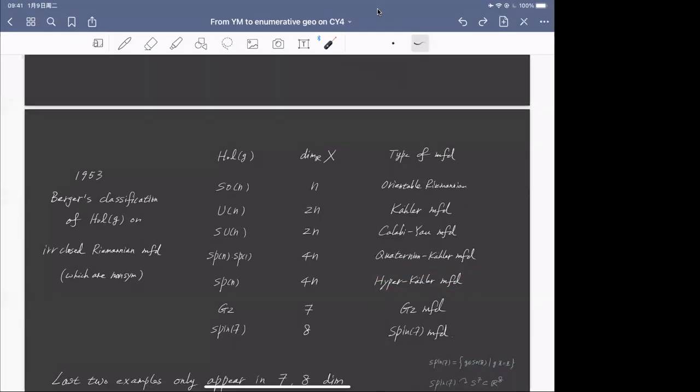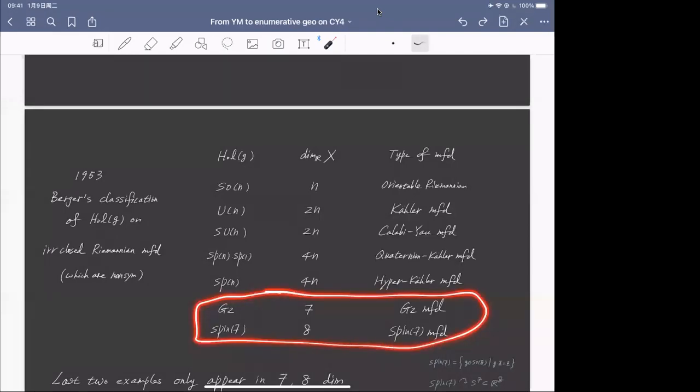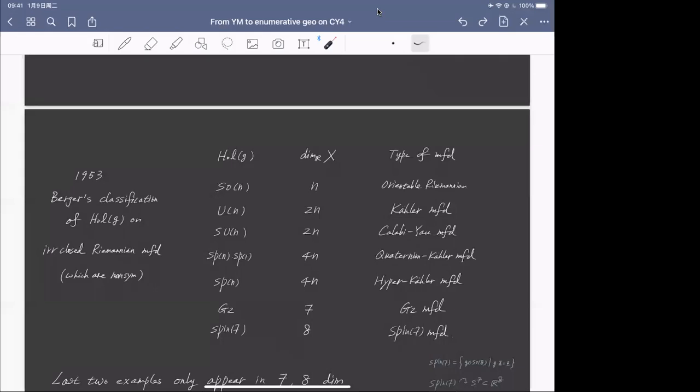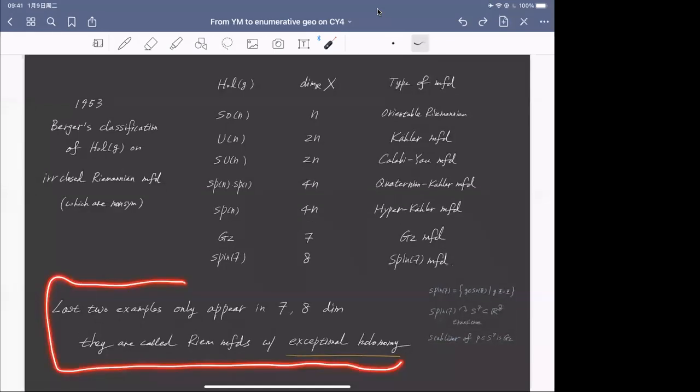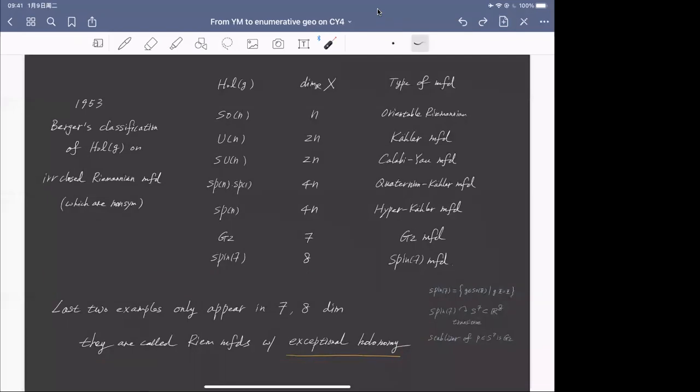These two remaining ones are quite relevant to our discussion. They are quite exceptional and remarkable because they only appear in some special dimensions. It is not like before, where you can put n as whatever positive integer you like. This one only lives in 7 dimensions, and this one only lives in 8 dimensions. The mathematical names are G2 manifolds and Spin(7) manifolds. The last two examples appear only in 7 and 8 dimensions. They are called Riemannian manifolds of exceptional holonomy group. This is quite exceptional.